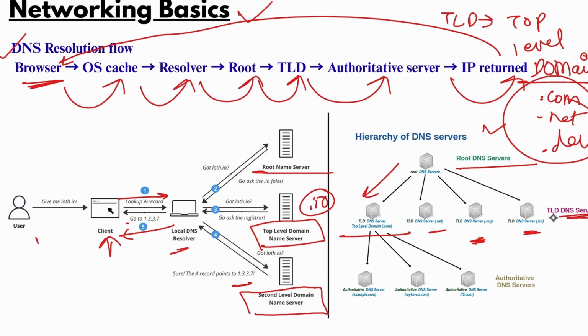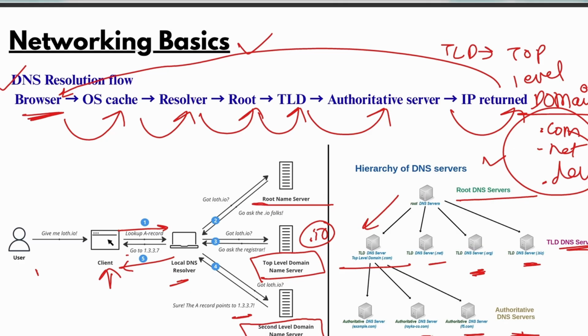So we have something known as TLD, top level domain DNS servers. After that, let's say someone is calling for example.com. Then in this .com top level domain, it will check for the authoritative server, and it will return to that particular service. So in this way, these networking basics work.